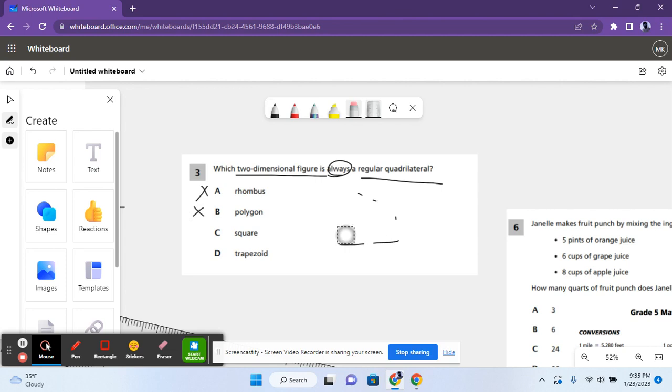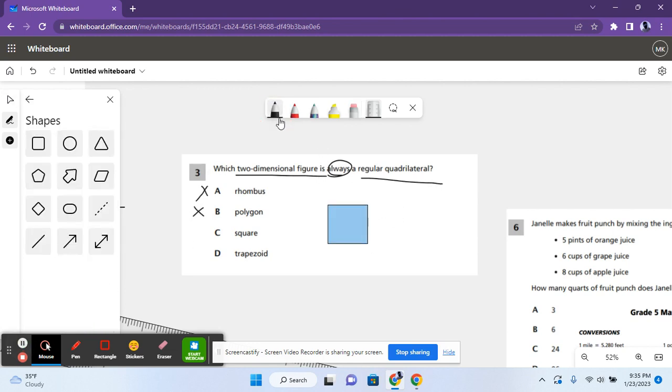For C, it says square. So a square has equal side lengths and equal measurements for the angles. They are all 90 degrees. So a square is always a regular quadrilateral. So C is the correct answer, or it's a possible answer.